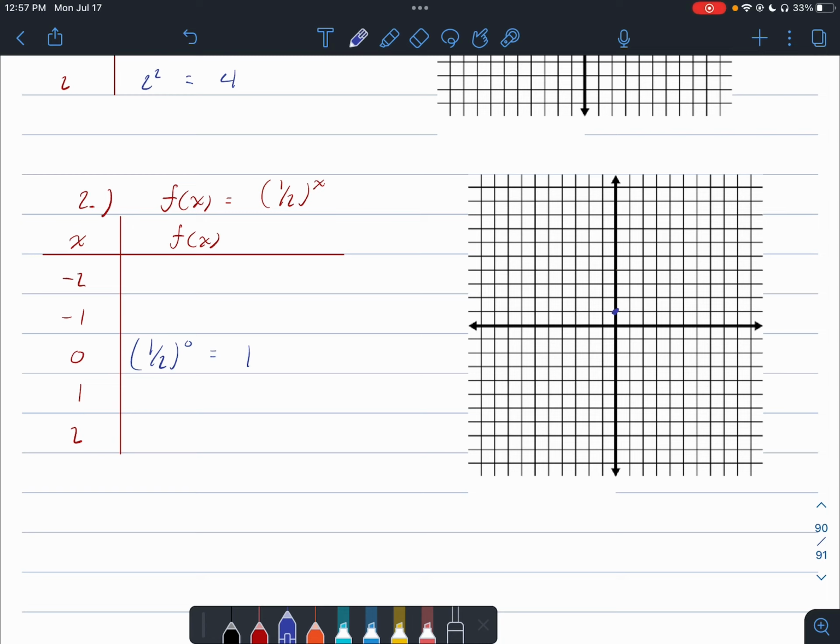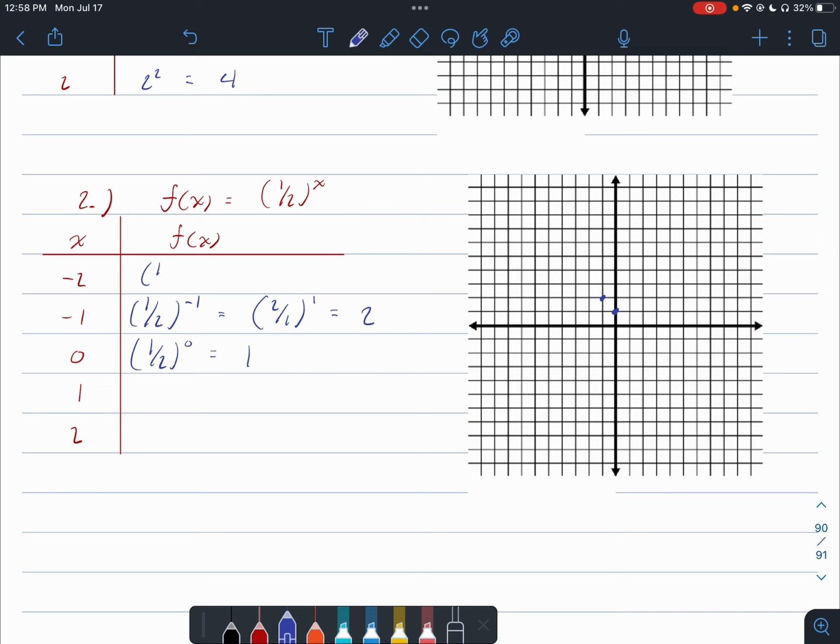Okay, so let's go 1 to the left this time. So here we have 1 half raised to the negative 1 power. So remember, with a fraction here, we can just flip the fraction and then make the exponent positive. So we have now 2 over 1 to the 1, or just 2 over 1, which is just 2. Okay, so at negative 1, if x equals negative 1, we get f of x is equal to 2.